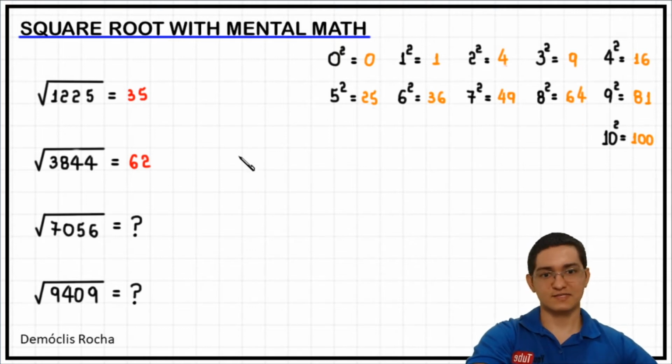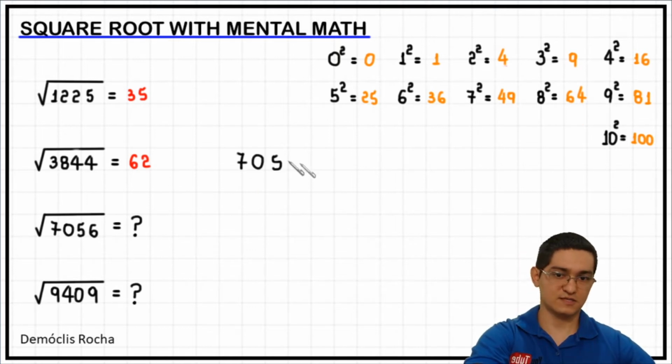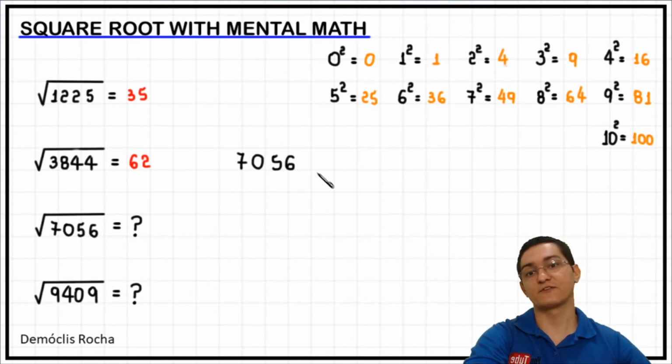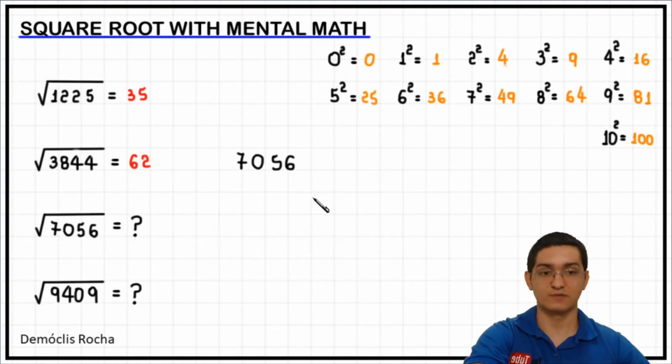Now let's work with 7056. I already know this is a perfect square and I want to find the square root, okay?